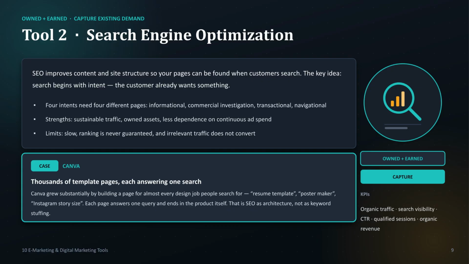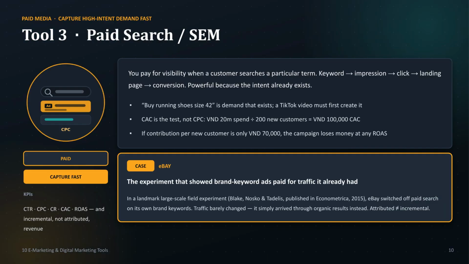Tool 2 is search engine optimization. SEO captures existing demand by matching content to user intent. Canva succeeded here by building thousands of specific pages for every design task people searched for, acting as an architecture, not just keywords.